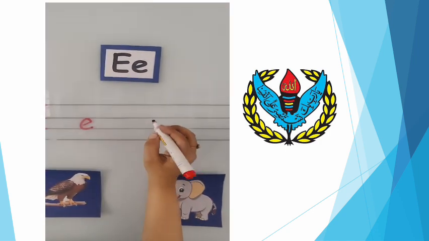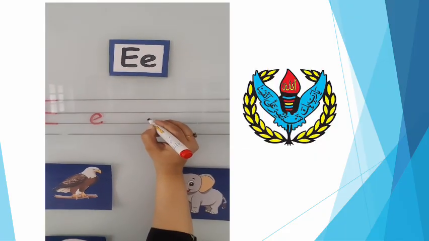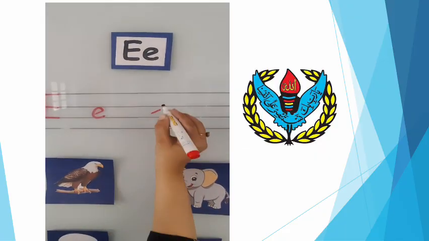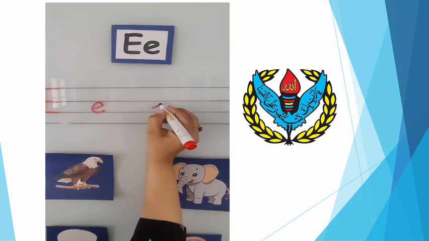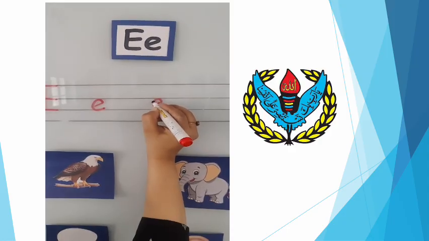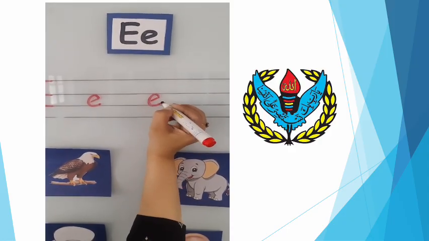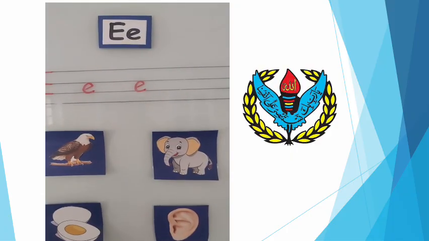Let's have a look at another one. We make a small slanting line in between these 2 lines, and then we draw C in these 2 middle lines. That is how we write e.